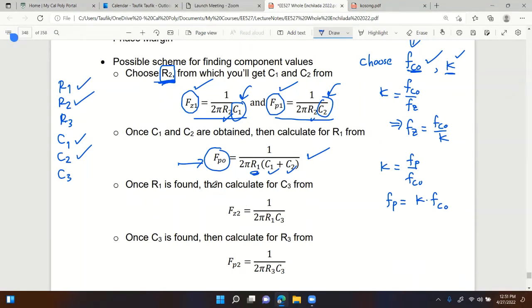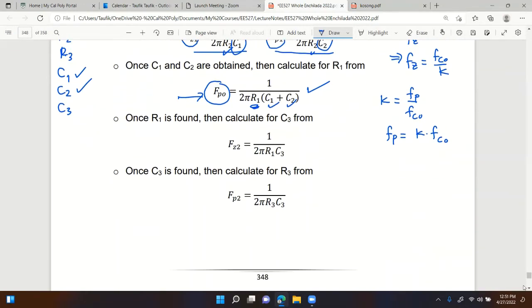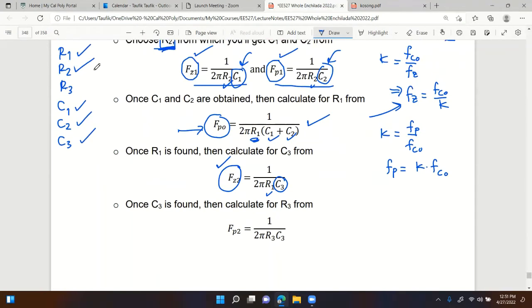Okay. And then once R1 is found, you can then calculate C3 from this equation. Again, I know FZ from here. FZ we know, R1 we already found, and the only unknown is C3. So from this next equation, I get C3. So only one left, right?